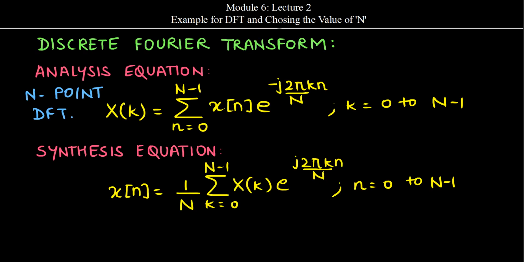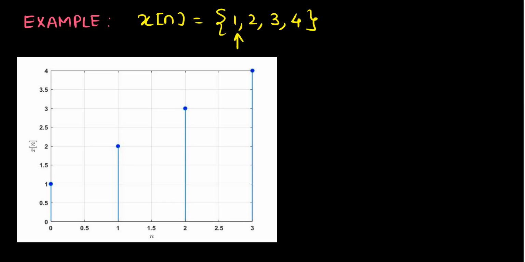So now let us consider a simple example for finding this discrete Fourier transform. The signal that we are going to consider is 1, 2, 3, 4, where this 1 is located at n equal to 0. So it can be visualized graphically like this. We have 1 at 0, 2 at 1, 3 at 2 and 4 at 3. And now we need to find the value of X of k. So basically we need to find the N point DFT of x of n.